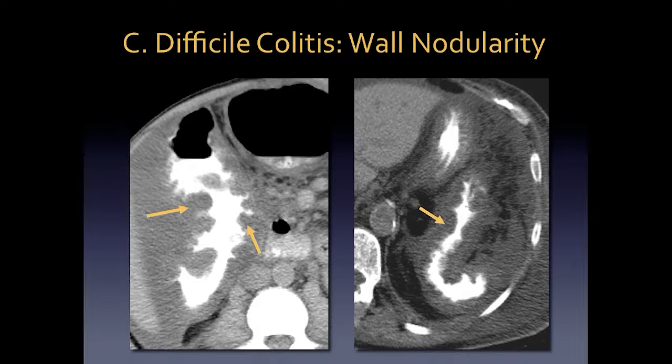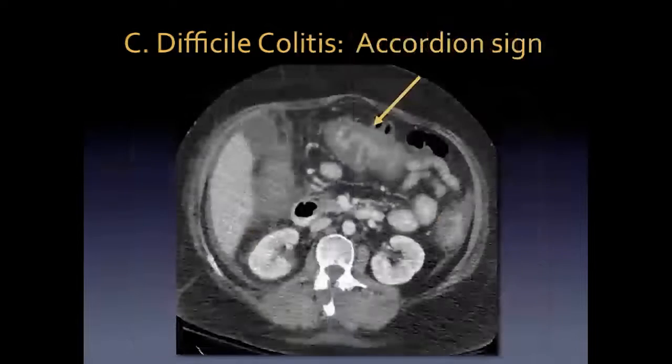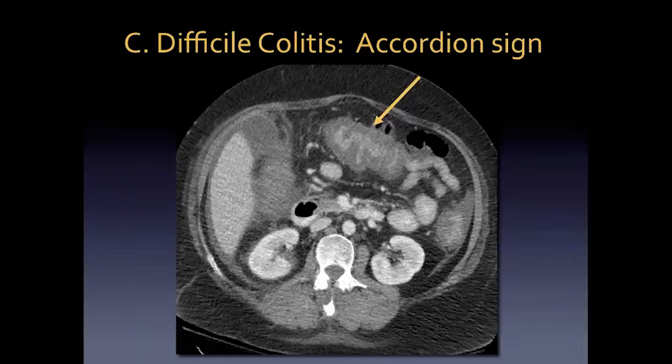Now, here's an example of that wall nodularity that I was talking about. So big sort of nodular thickening of the wall of the colon. Again, not specific for C. difficile colitis, but because it's so common, oftentimes when we see it, it's going to be in the severe cases of C. difficile colitis.